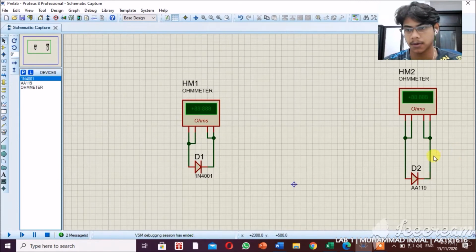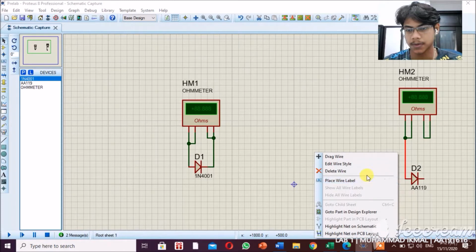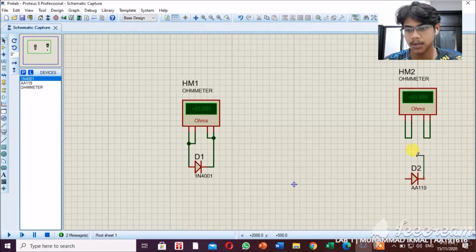For the value of reverse bias for the germanium diode, it will go max, which is the resistance for reverse bias for diode AA119, very high because it is reverse bias.